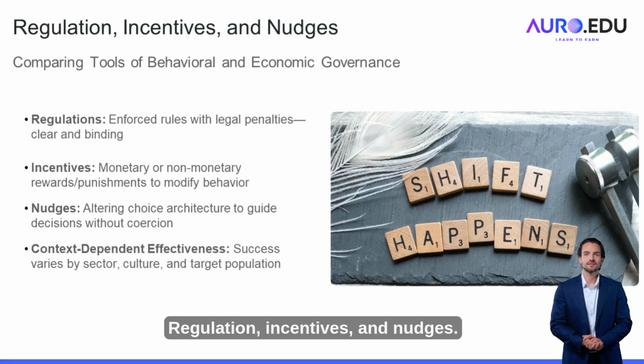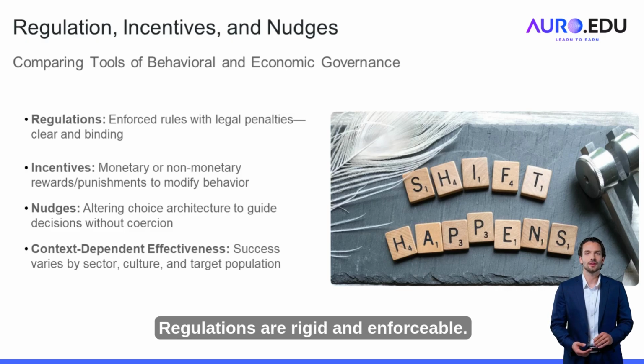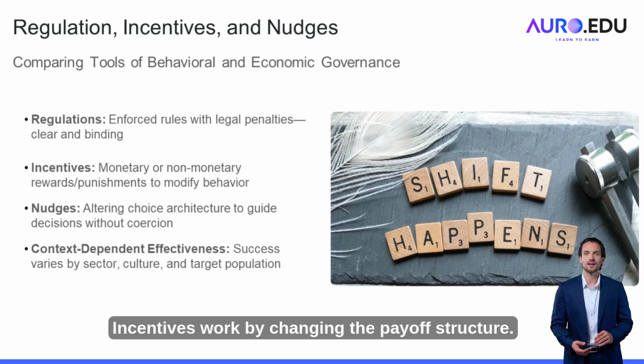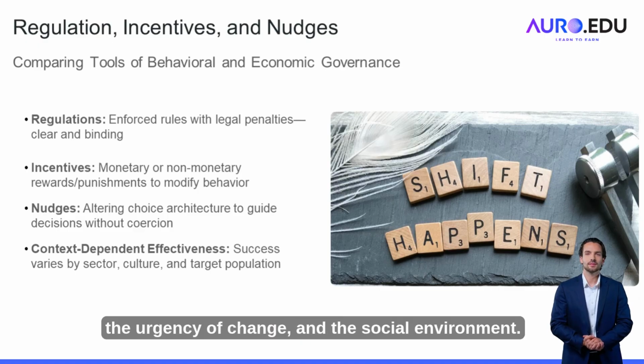Regulation, incentives, and nudges. These 3 tools offer varying levels of control. Regulations are rigid and enforceable. Incentives work by changing the payoff structure. Nudges subtly alter behavior through behavioral cues. The effectiveness of each tool depends on the behavior targeted, the urgency of change, and the social environment.